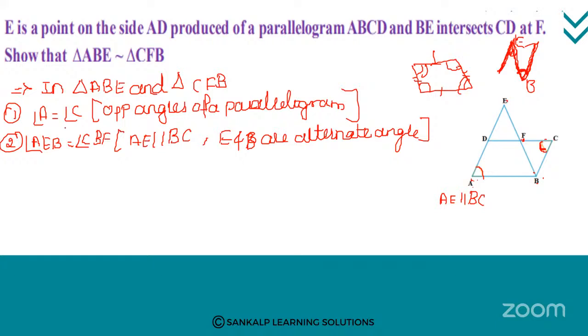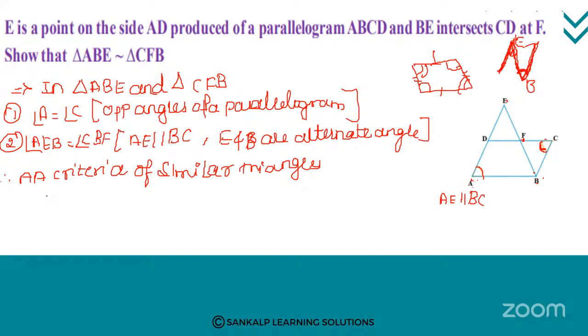If in a triangle two angles are equal, then we can say by using AA property, AA criteria, that these two triangles are similar. Okay, which two triangles? By AA criteria of similar triangles, we can say that triangle ABE is similar to triangle CFB.